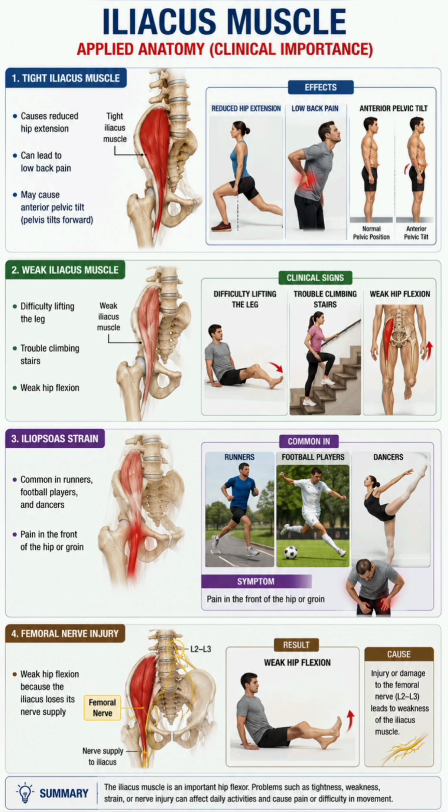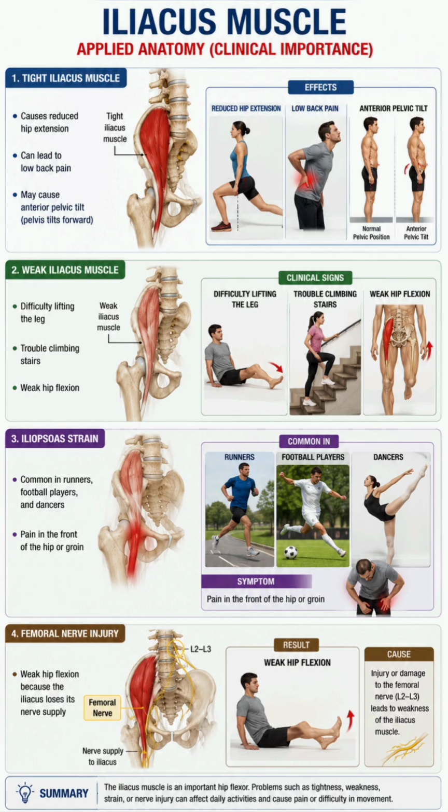Then the third one is iliopsoas strain. The psoas major muscle is also included in this clinical aspect. It is commonly seen in runners, football players, and dancers, with pain in the front of the hip or the groin region. So it is almost common in runners, football players, or dancers.